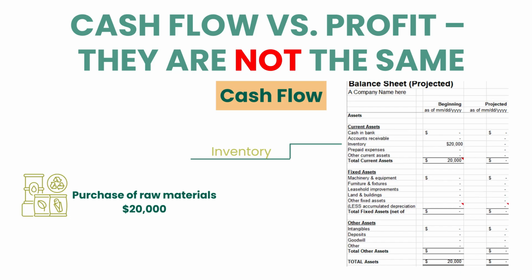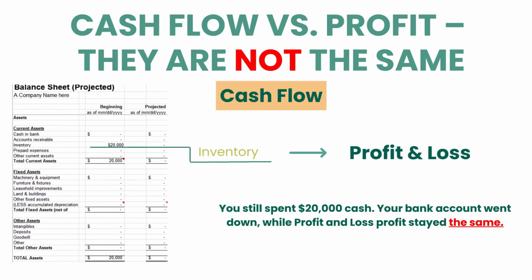Cash flow example. Your business purchases raw materials for $20,000. You record this as inventory on the balance sheet. Because it hasn't been sold yet, it does not hit the profit and loss, so it doesn't reduce your profit. You still spent $20,000 cash. Your bank account went down, while profit stayed the same.